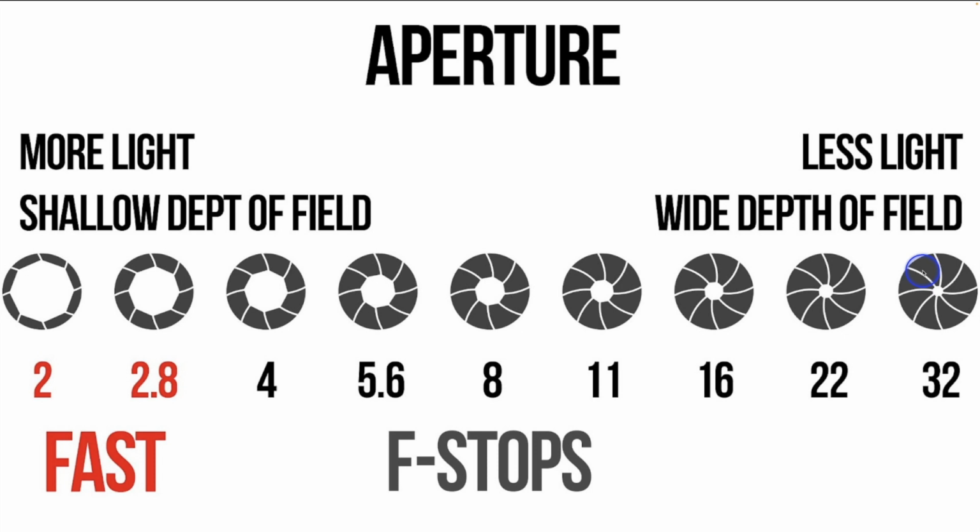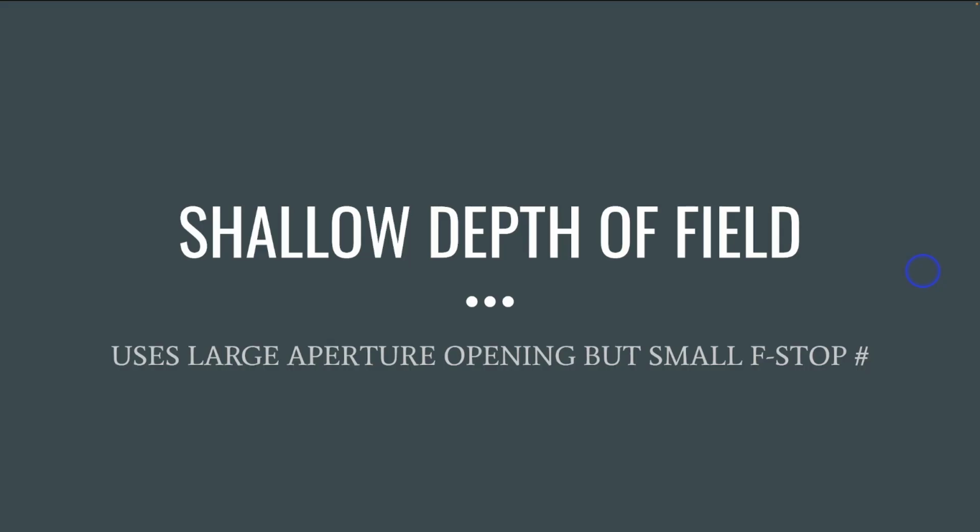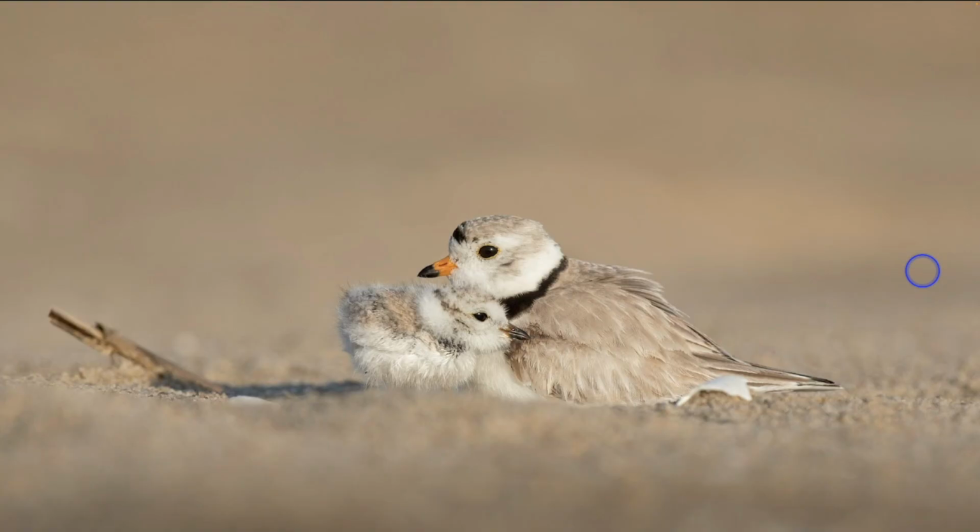Let's go ahead and take a look at some images to see what that looks like. And remember, a shallow depth of field uses a large aperture opening, but the f-stop number is small. So we have this picture of these little birds right here, and you can see it's right in focus just on the birds, but just about anything behind them or in front of them is completely out of focus. This is what we call a shallow depth of field. Shallow depth of field is going to have a very large opening or a small f-stop number like 1.8, 2.0. So it's going to be a large opening.